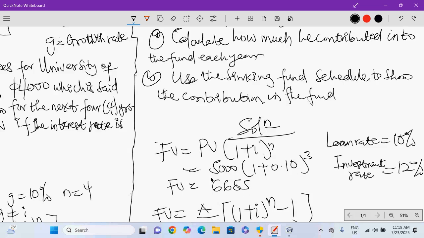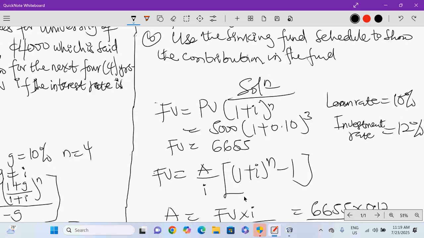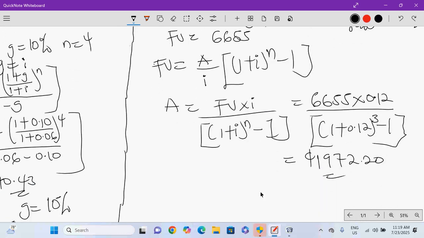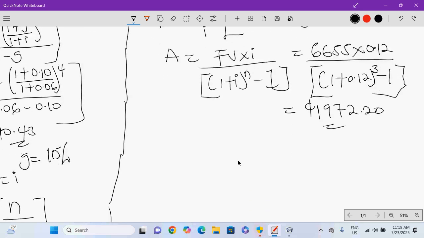So this is the future value you'll be paying at the end of the third year, right? At this amount, how much should we contribute today to be able to meet this 6655 in the future? That is the equal amount. So this one, 1997. If we contribute it each year into the fund, we should be able to meet the 6655.